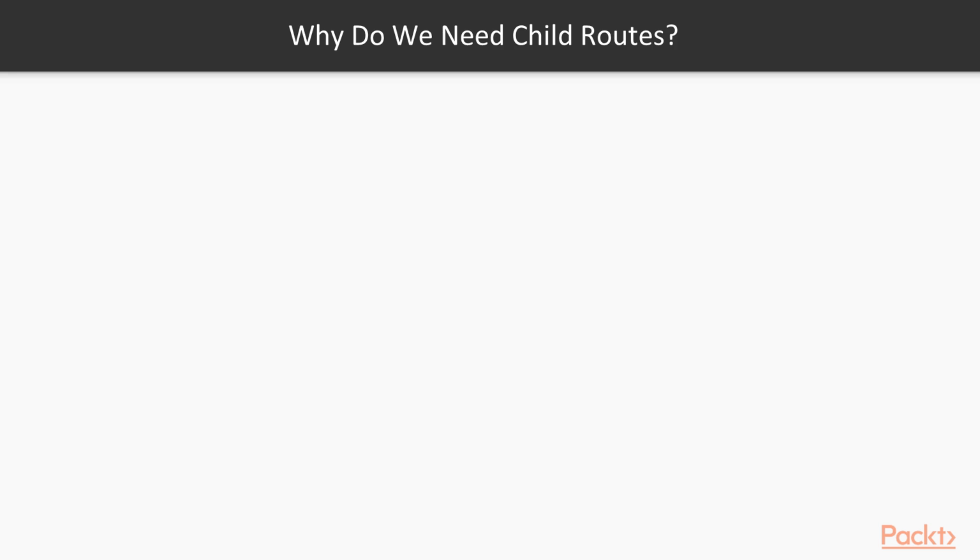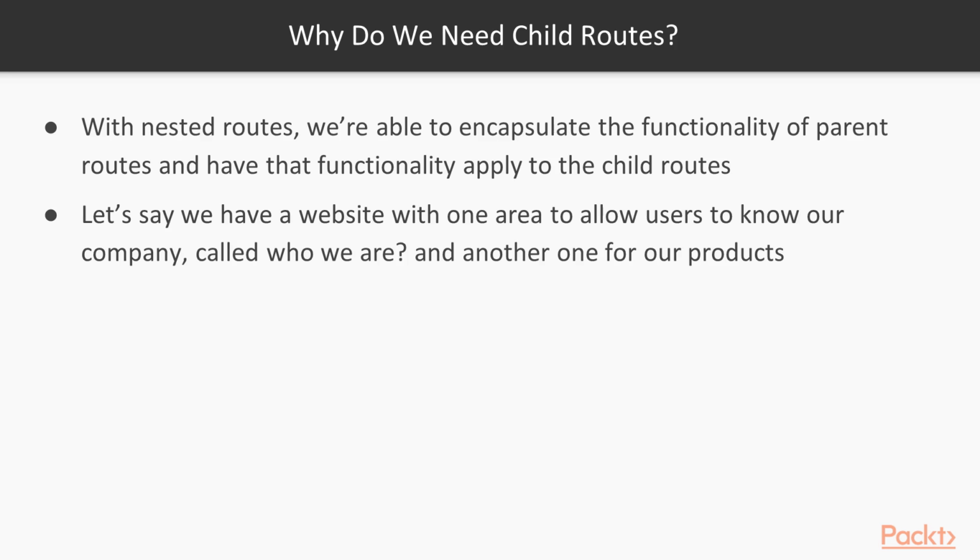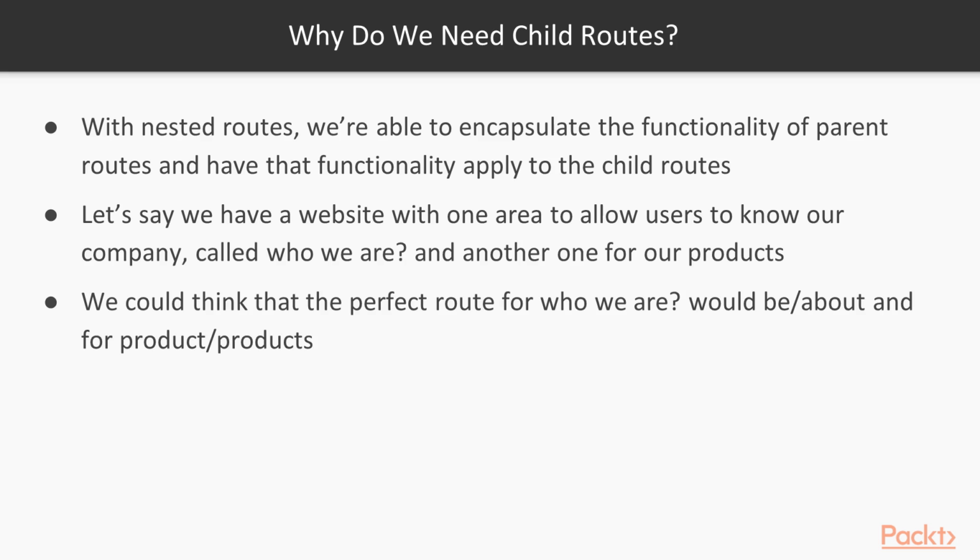Why do we need child routes? You can encapsulate the functionality of the parent route and have that functionality applied to the child routes. It means you can define multiple child routes inside the parent route. Let's talk about another example. We have a website and it allows users to know our company. And we can say, who we are. So you can create an about route, and we also want to display the products. So now we will have two routes, about and products.